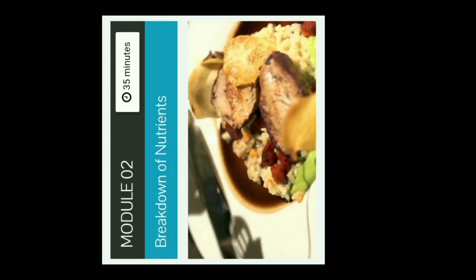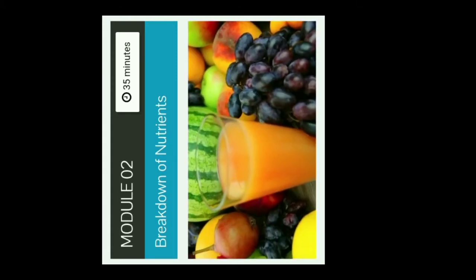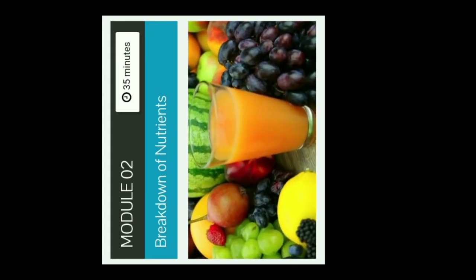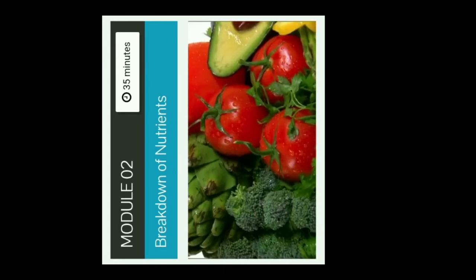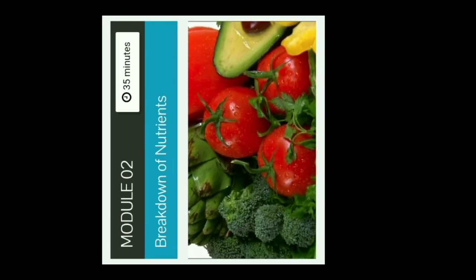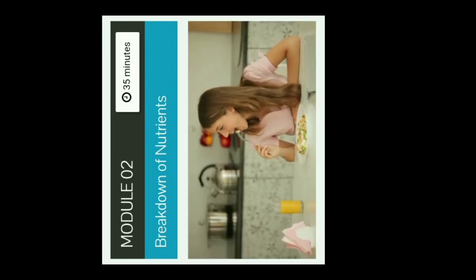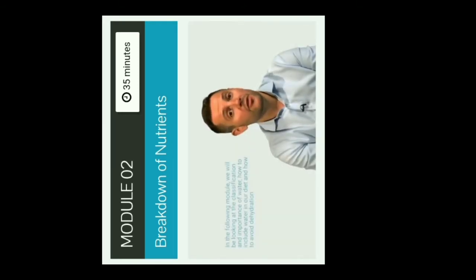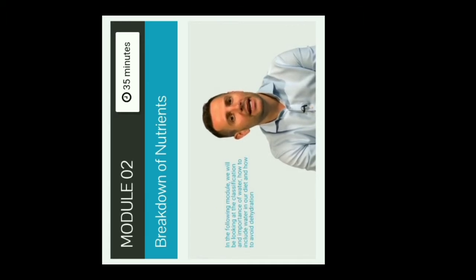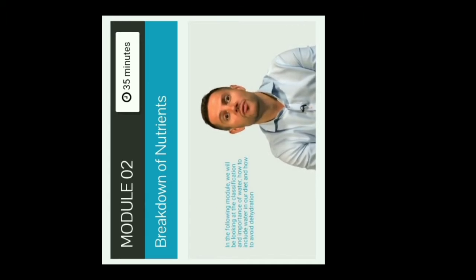Whole grains, lean proteins, fruit, vegetables, legumes and healthy fats are all good sources of vitamins and minerals and are the best way of ensuring your body gets what it needs. In the following module, we will be looking at the classification and importance of water, how to include water in our diet, and how to avoid dehydration.